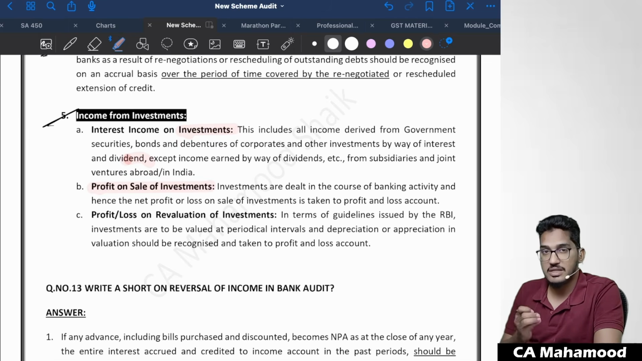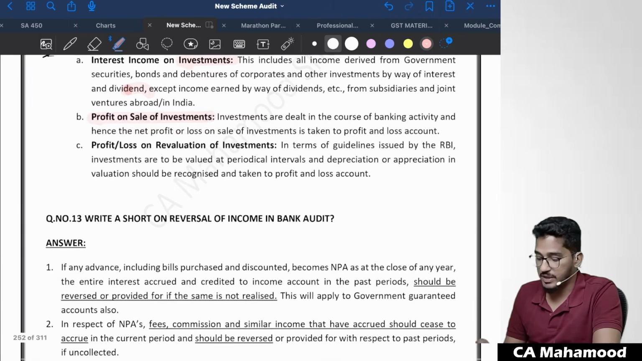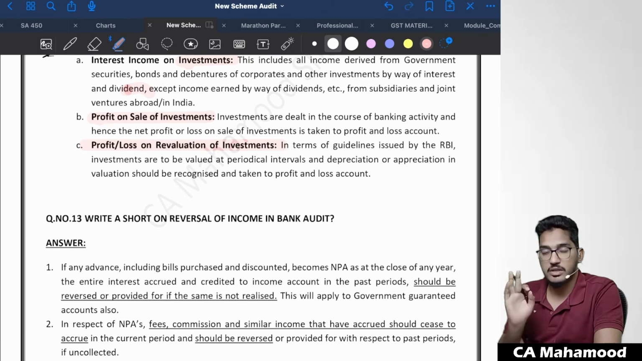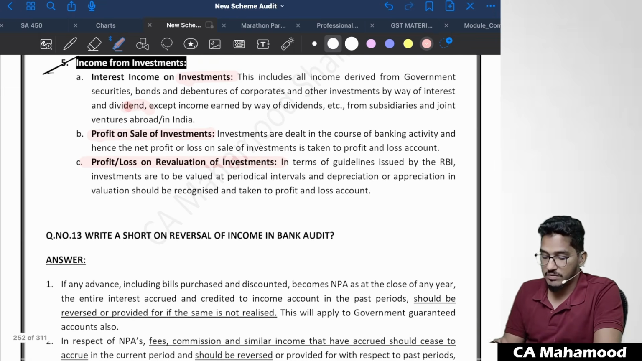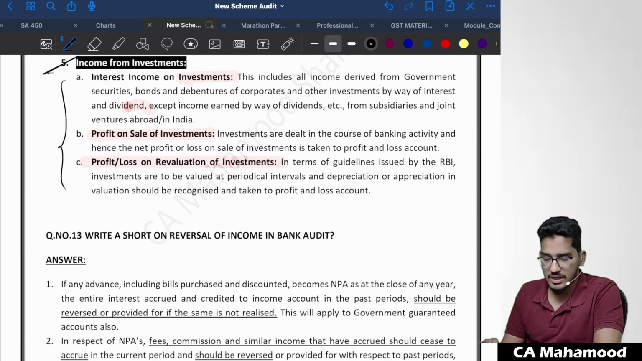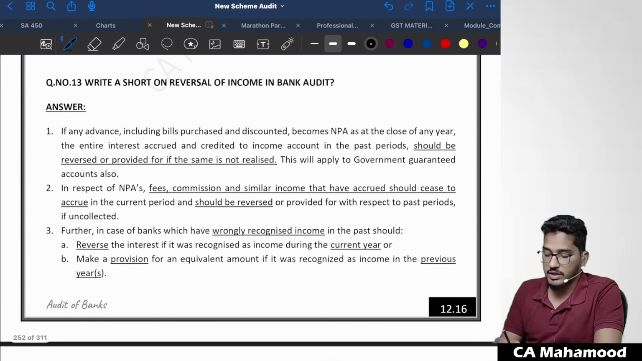We have to check whether the profit or loss arising on the sale of investments has also been taken to the statement of P&L properly. And sometimes they do revaluation of the investments also. We need to check whether that revaluation income has also been taken to the statement of P&L as per the directions of RBI. So even from investments you need to verify this. Clear, everyone? So now we have one more thing, reversal of income.